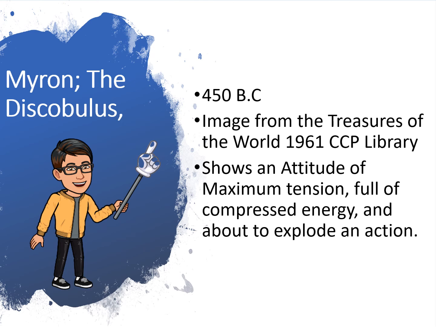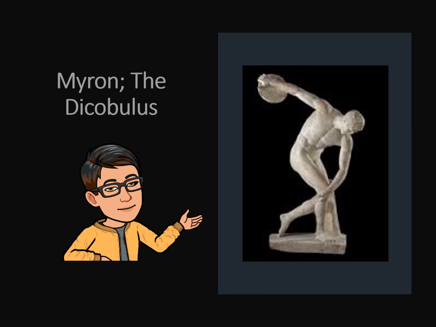Parang magagawa siya ng isang movement. At dun sa sculpture, makikita mo sa muscle niya, kahit sculpture siya, yung pagbanat ng kanyang muscle, parang may tension sa kanyang katawan. Tapos sabi diyan, full of compressed energy, parang at any moment igagalaw niya or may gagawin siyang action. So this is the Myron the Discobolus. So yan yung sculpture ng Myron the Discobolus.